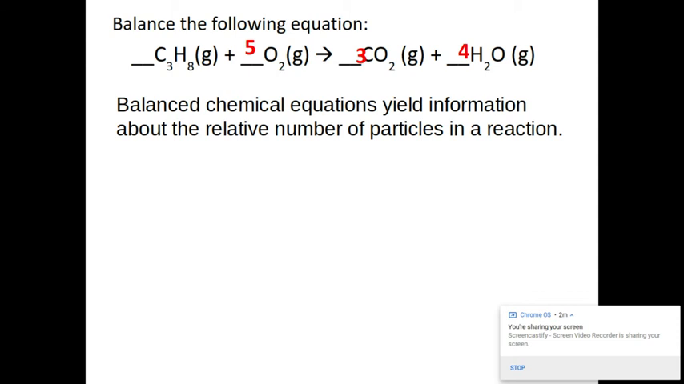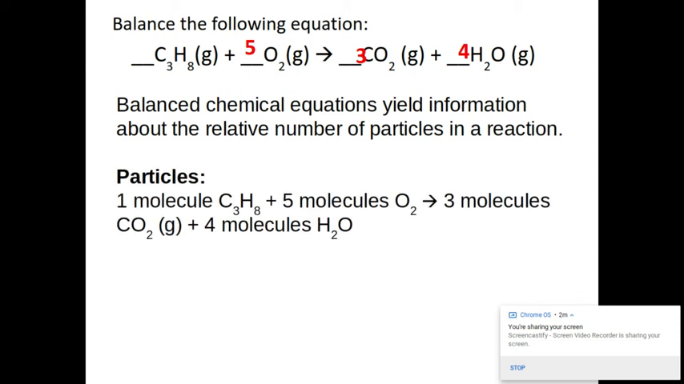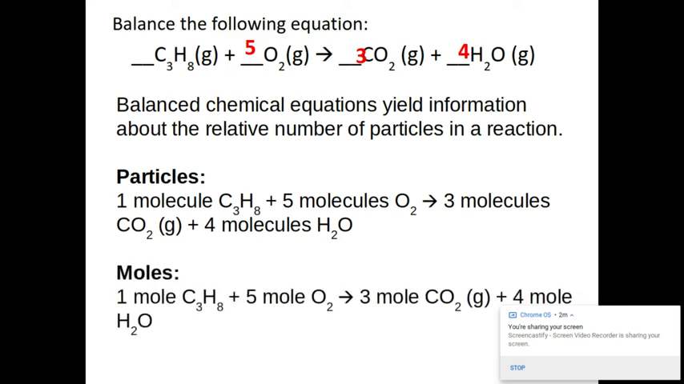That's what these coefficients actually do. Okay, they actually tell us how many particles. So for example, 1 molecule of C3H8 plus 5 molecules of O2 turns into 3 molecules of CO2 and 4 molecules of H2O. Okay, same goes for moles. We get 1 mole, 5 moles, 3 moles, 4 moles. So it just shows us, like with conservation of mass, how many moles we have.